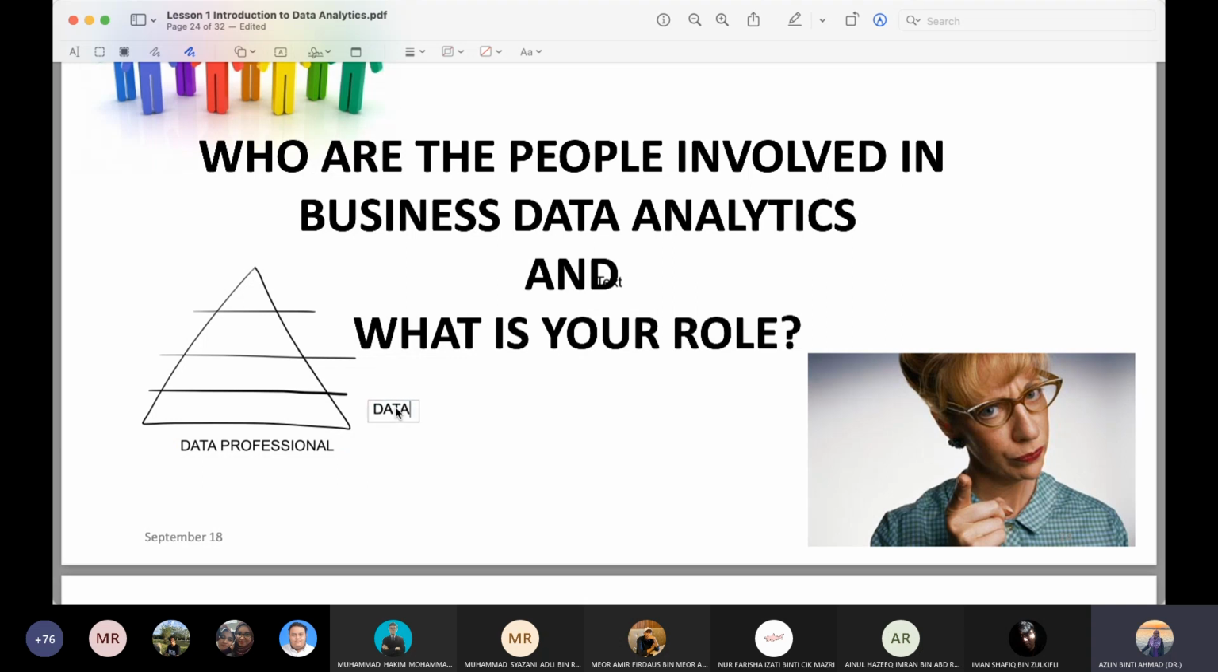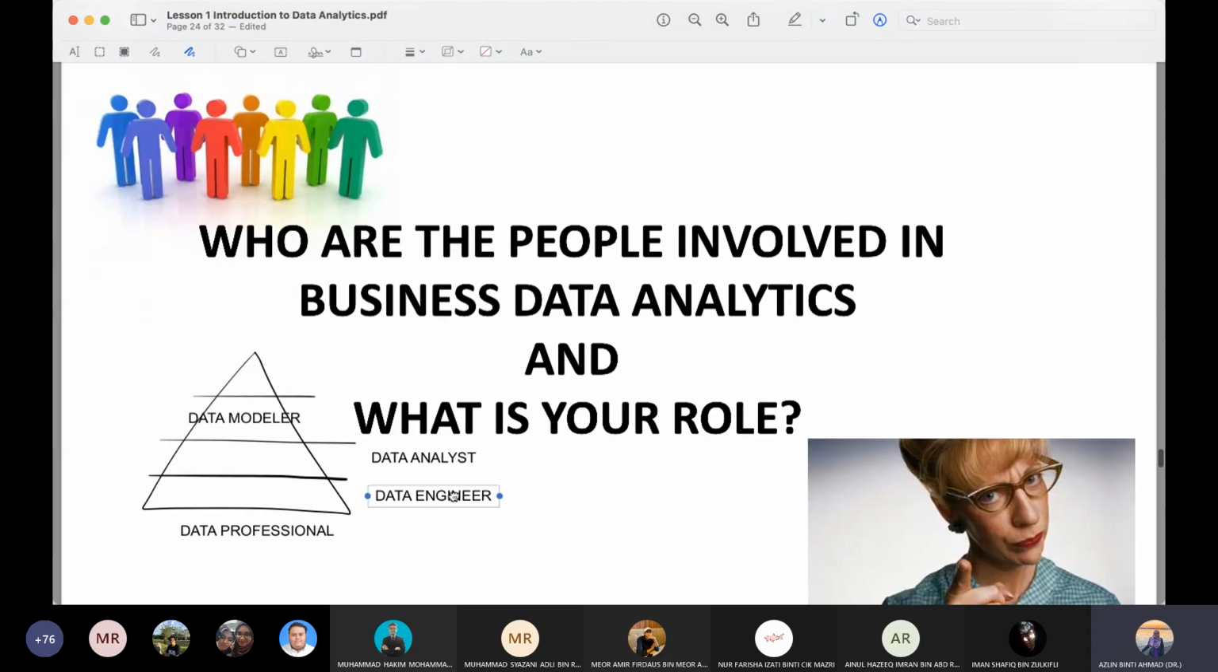So yang bawah sekali adalah data engineer. This one is data analyst. And this one is data modeler. Right. Mana dia? Okay, sorry. And last kali baru scientist. So nak jadi data scientist tu banyaklah nak kena daki.